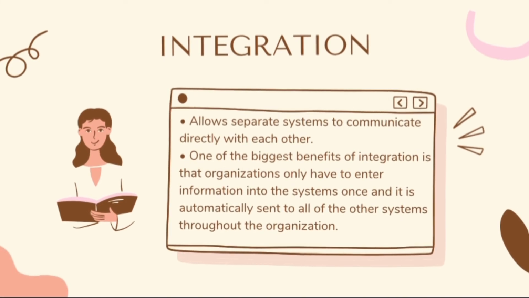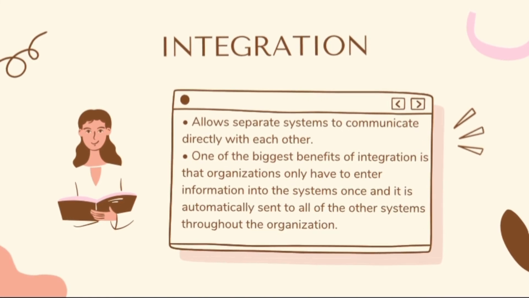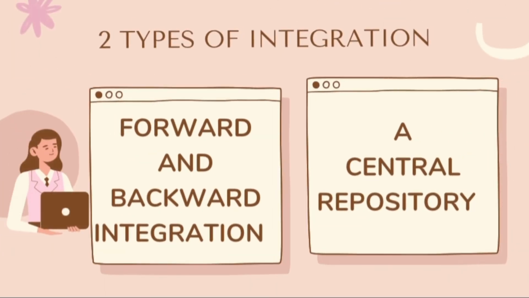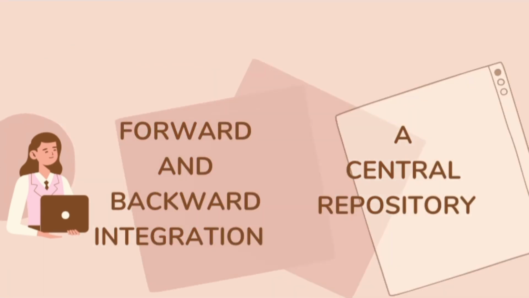Integrating information among multiple databases. Integration allows separate systems to communicate directly with each other. One of the biggest benefits of integration is that organizations only have to enter information into the system once, and it is automatically sent to all of the other systems throughout the organization. There are two types of integration, which are forward and backward integration and a central repository.